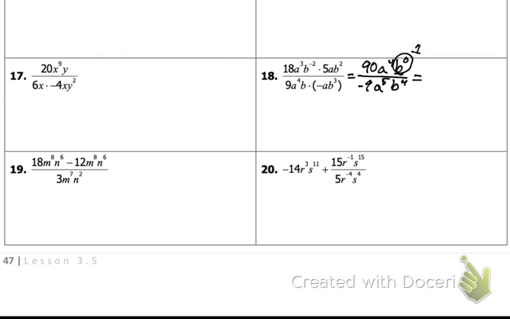Let's simplify some of this. Well, 90 divided by negative 9 is a negative 10. We have 4 minus 5. 4 minus 5 is a negative 1, right? You agree with that? So we have 4 minus 5, which is a negative 1. So we have a to the negative 1. And then we kind of have this 0 minus 4, which would be b to the negative 4.